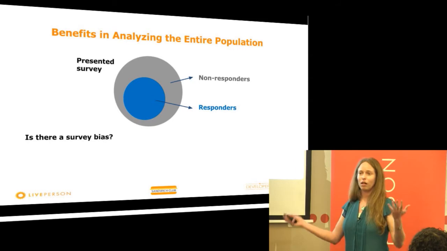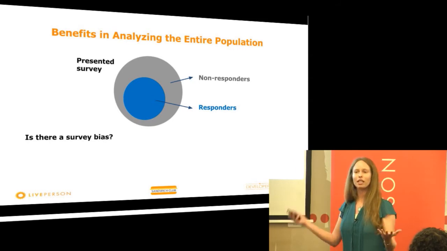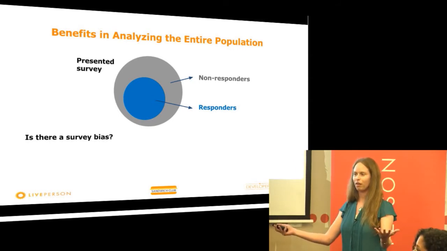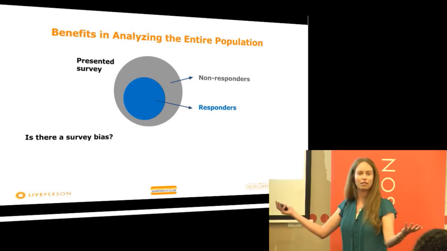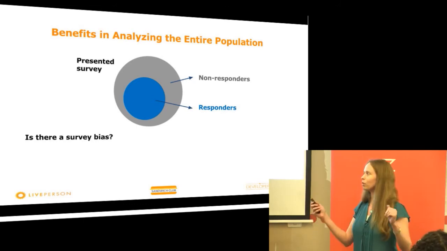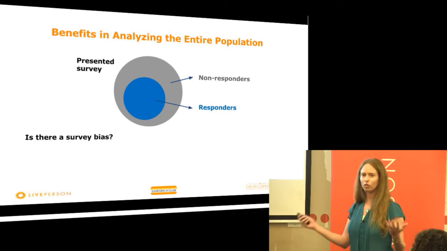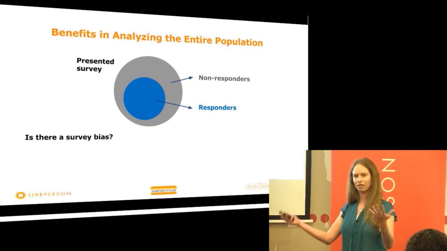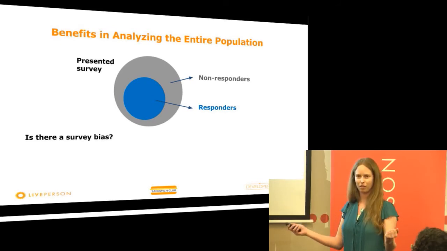Usually, our customers have no idea. They don't know if those two groups are identical, because for the non-responders, you don't know what they think. They didn't answer a survey. Now, when we have MCS, we can do this calculation to check if there is a survey bias. Survey bias is when those two groups are different.